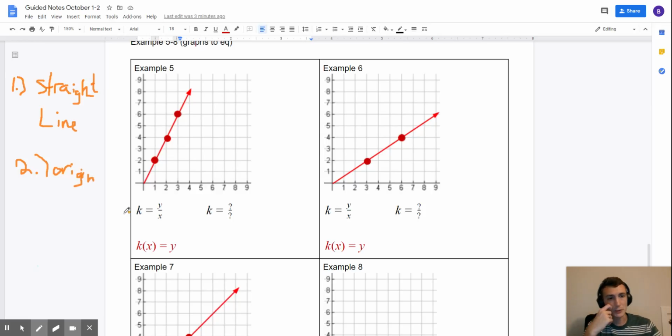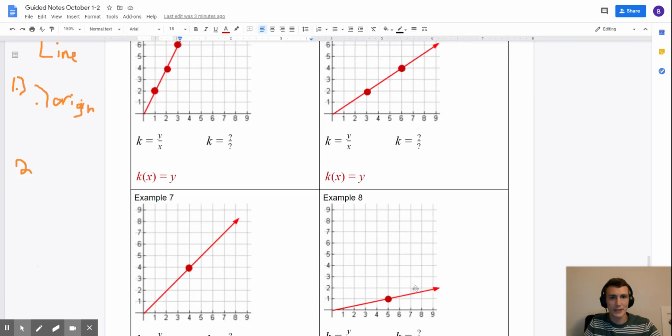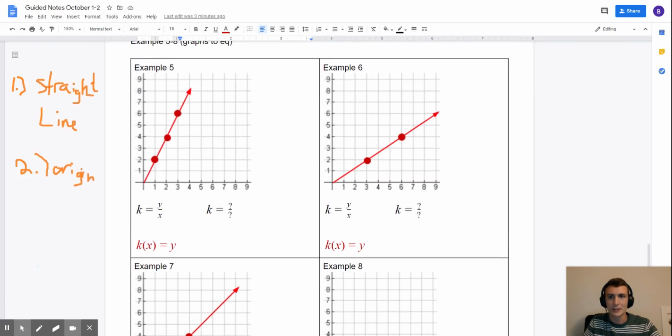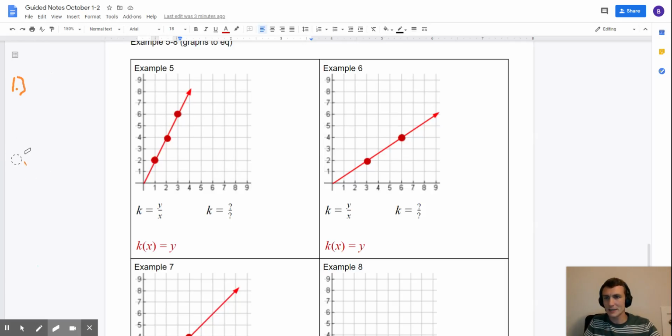Y'all, all these are proportional. I can tell you that right away. I know you can't see 8 yet on my screen, but all of these are proportional. They all are straight lines that go through the origin. So this is checked for all of those, so I'm just going to erase it right away. They're all straight lines that go through the origin, right? And that's what matters.